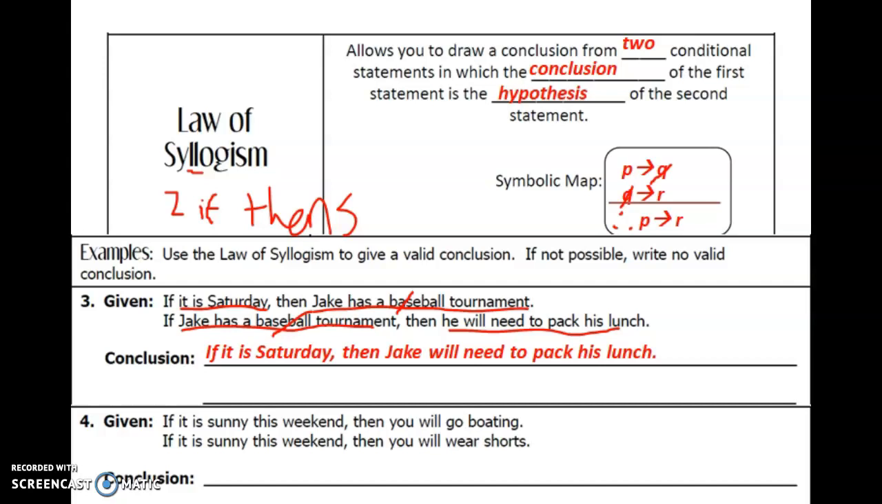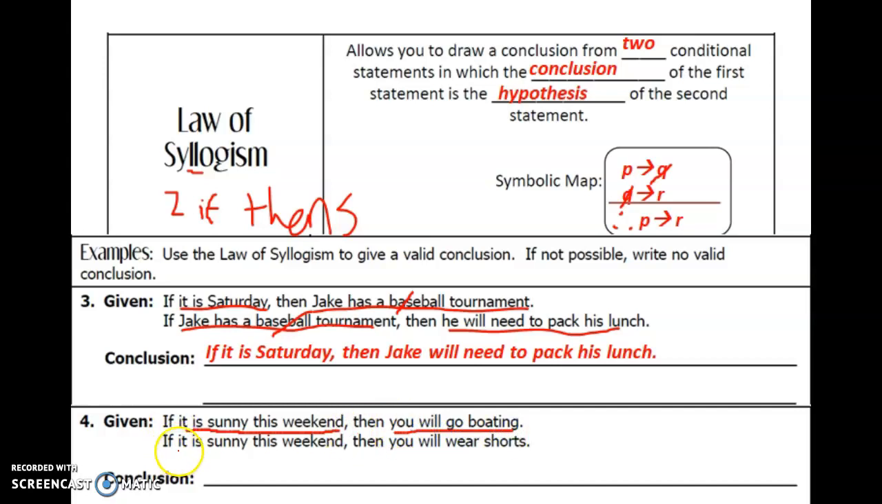So I need two if-thens. The conclusion must match the hypothesis. So on number 4, we need to double check that. If it is sunny this weekend, so that's our P, then you will go boating, Q.